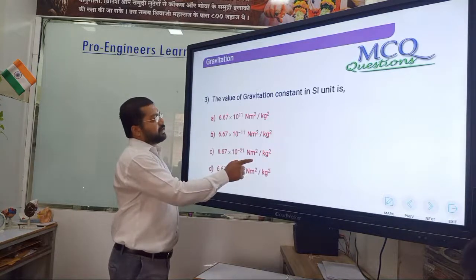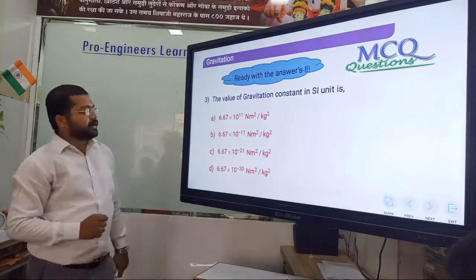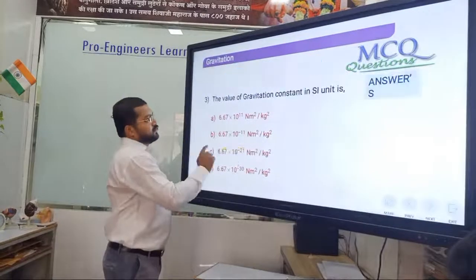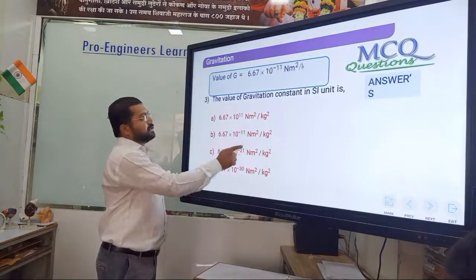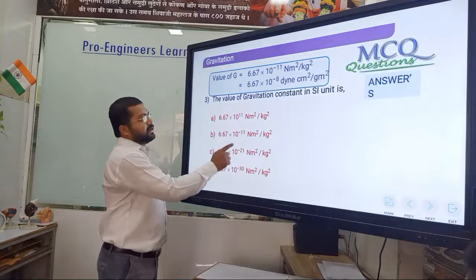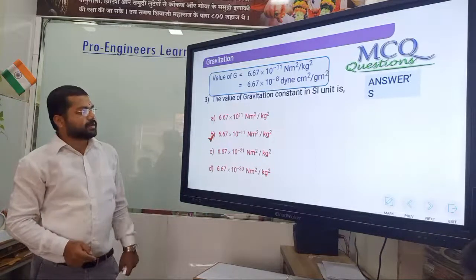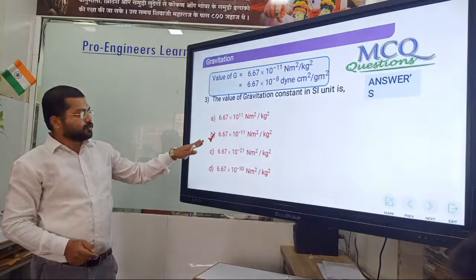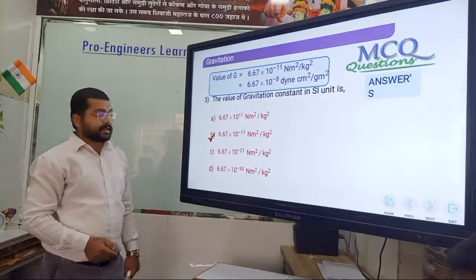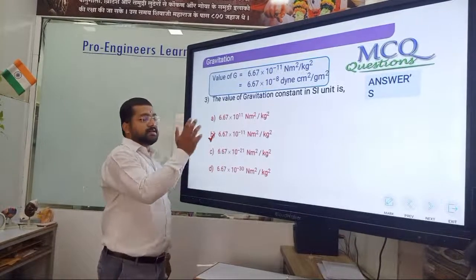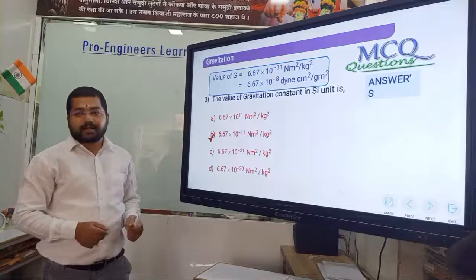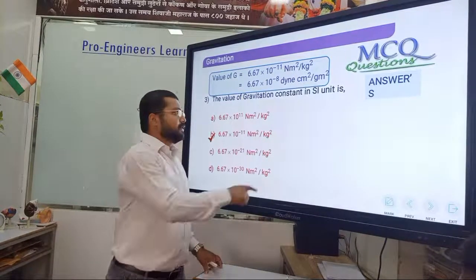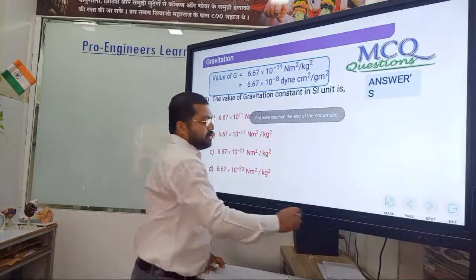The value of gravitation constant in SI unit is, so we will see the previous prerequisite knowledge. Value of G is 6.67 into 10 raised to minus 11 Newton meter square per kg square. So option B is correct. In case they have asked you in CGS, then the answer must be 6.67 into 10 raised to minus 8.